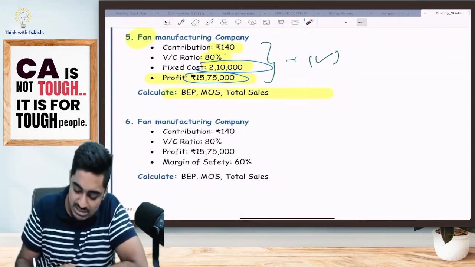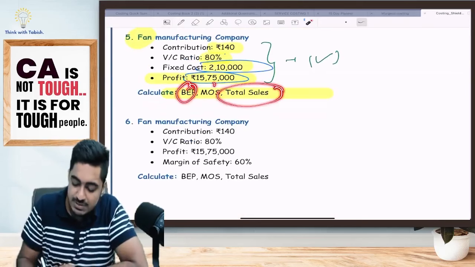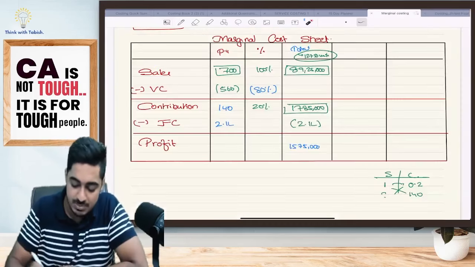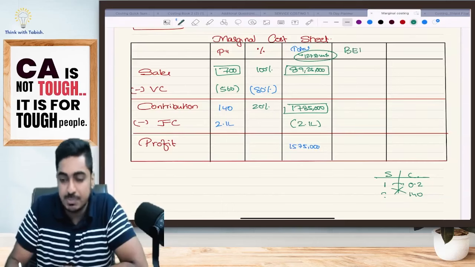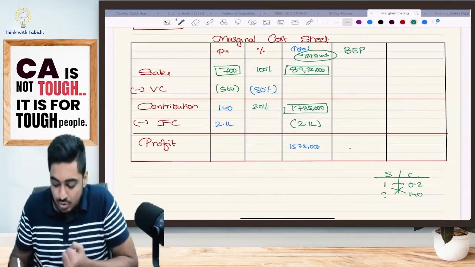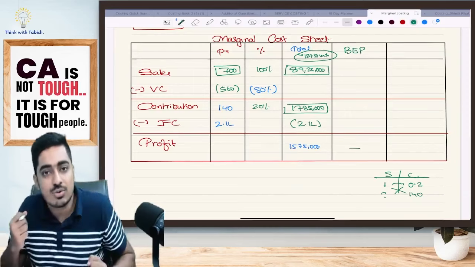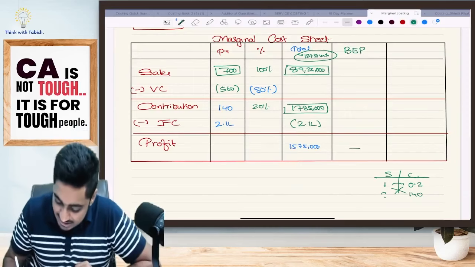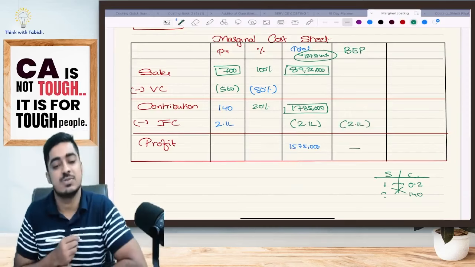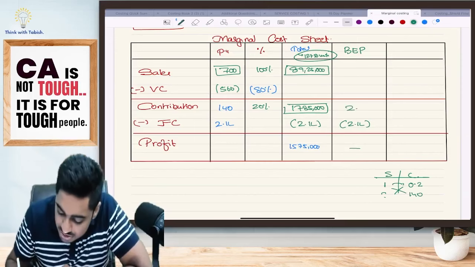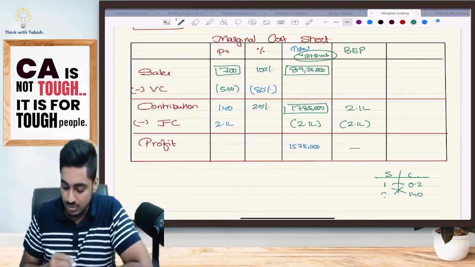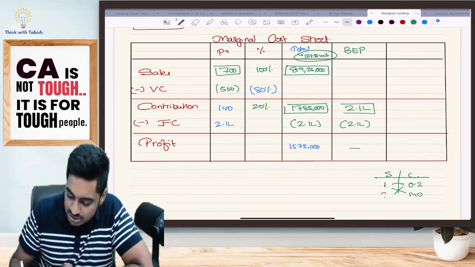Now what is the question asking? Total sale I calculated. Bifurcate it as BEP and MOS. Simple BEP MOS bifurcation. What is BEP? No profit, no loss. Yes or no? Yes, sir. But I have to pay 2,10,000 as fixed cost. That means how much contribution do I want? 2,10,000 contribution I want. 2,10,000 contribution I want, at 140 per unit.